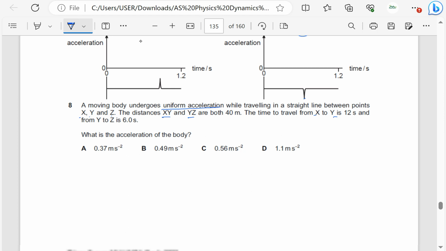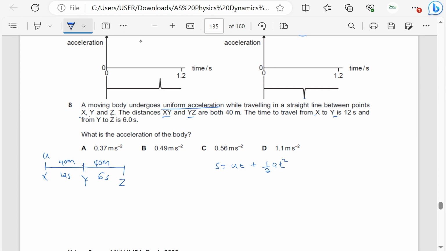I'll just sketch this for us to visualize. If this is x, and this is y, and this is z. Remember, the distance between each of them is 40 meters. It takes 12 seconds here. It takes 6 seconds here. Let's say it starts from here, and the initial velocity here is going to be u. So I'm going to use s equals ut plus a half at squared.